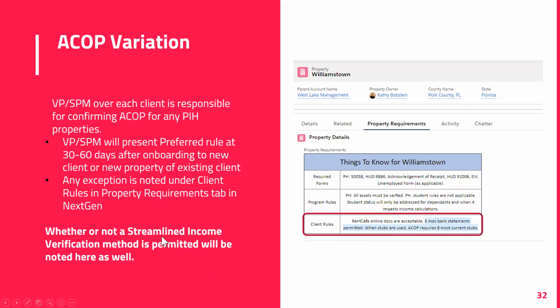If they elect to use the streamlined income verification, meaning just applying COLA to the fixed income method, it needs to be noted here as well. If somebody is sending in a file that is using the streamlined income verification method and there's nothing noted in the property tab, reach out to the SPM or the VP for that client and confirm before you issue a correction, because we want to make sure that maybe they just haven't told us they're doing it, rather than issuing a correction on something that they are doing correctly.